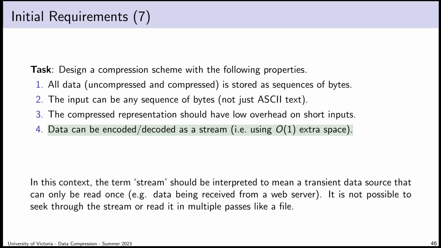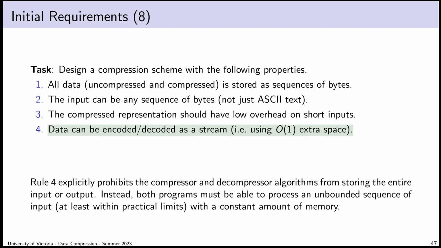And I have no idea how long it is, and I can't seek through the stream. If I'm receiving data in a stream, I obviously can't rewind it. I can't read it more than once like I would a file. Therefore, I have to find some way of encoding it before more data comes in. I can't save it up because it's going to keep coming. But basically the way we interpret this is we'll have to assume that you can use a constant amount of memory. You are allowed to save up chunks of input, but they have to be constant sized chunks of input.